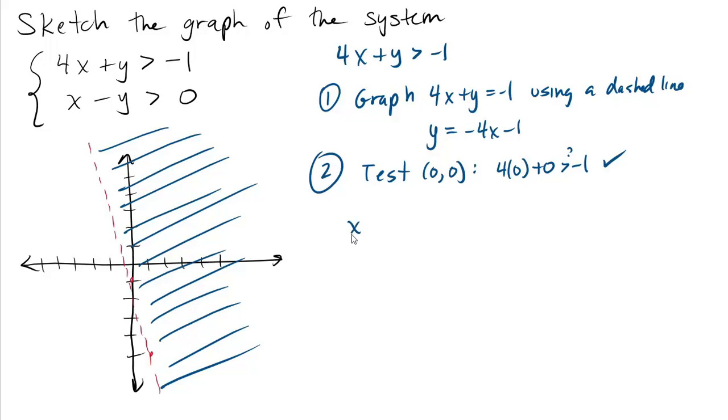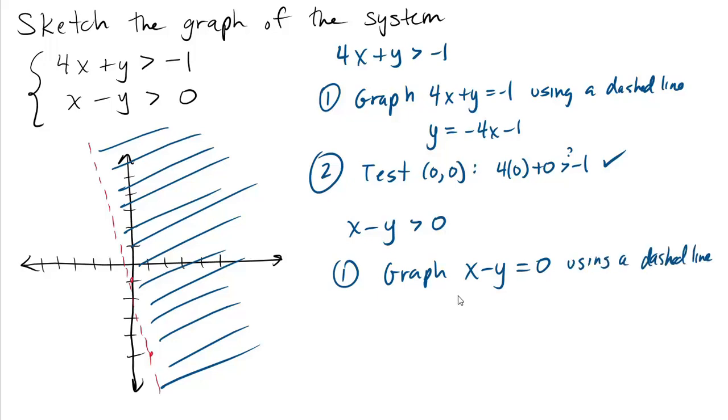Now I do x minus y is greater than 0. First we're going to graph x minus y equals 0, and again we're going to use a dashed line. Adding y to both sides, we get x equals y, which we might write as y equals x just to be more comfortable. Y equals x is a line with slope 1 going through the point 0, 0.